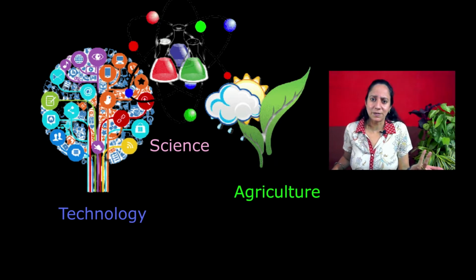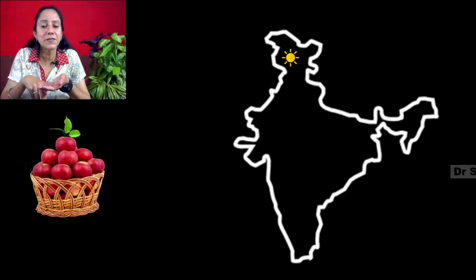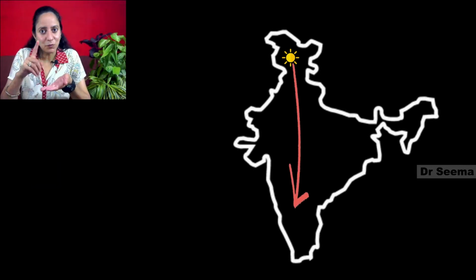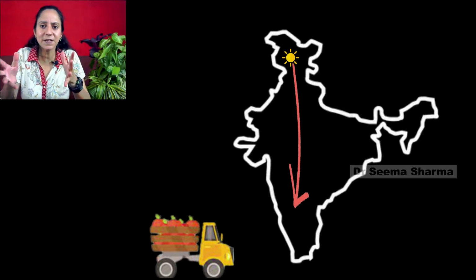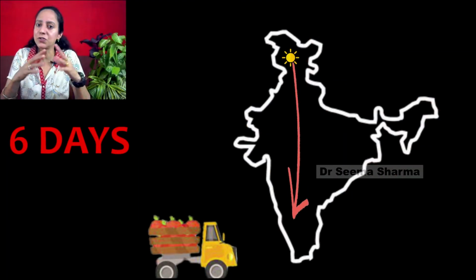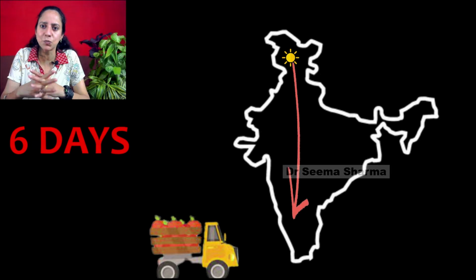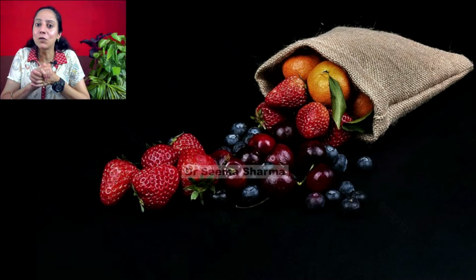What kind of varieties? Suppose I am growing apples in Srinagar and I want to sell these apples in Kerala. For that I have to transport these. But अगर उनका shelf life 6 days है, तो Kerala पहुंचते पहुंचते the whole apple crop will get spoiled. So what are the scientists doing? They are using different techniques and increasing the shelf life of crop produce.